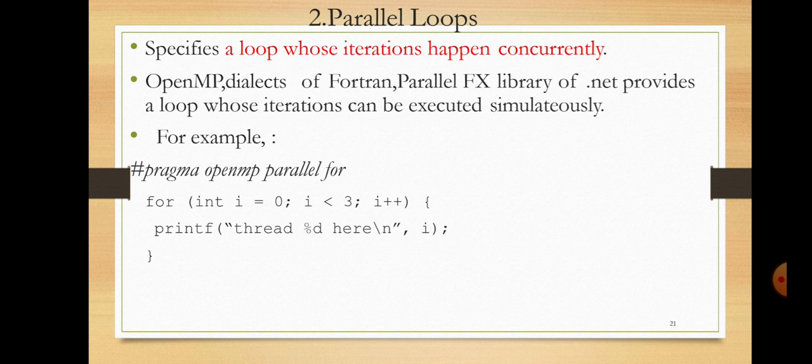Next is parallel loops. This is the second option for creating a thread. Specify a loop whose iterations happen concurrently.